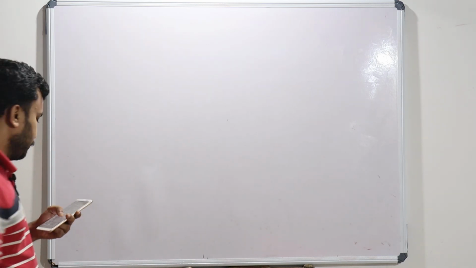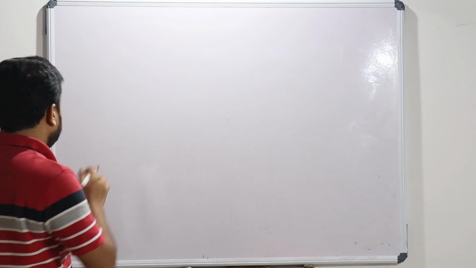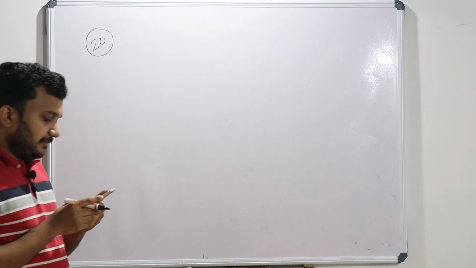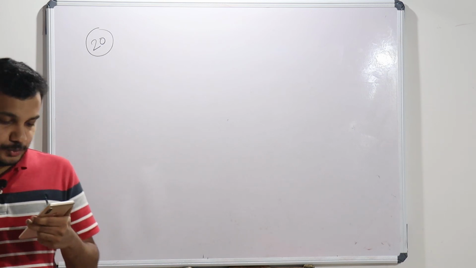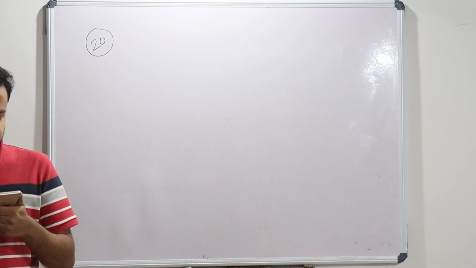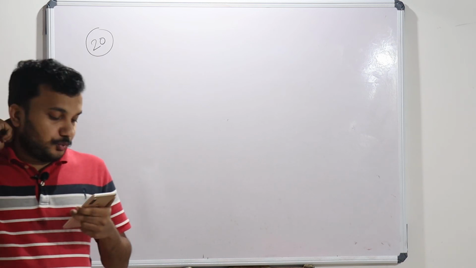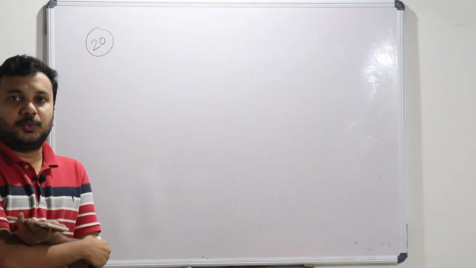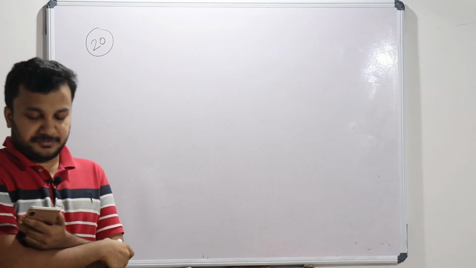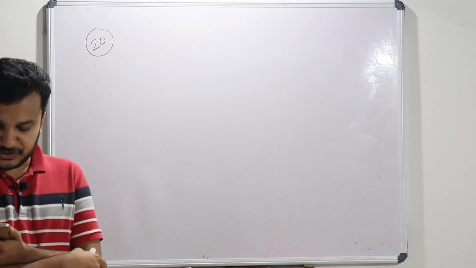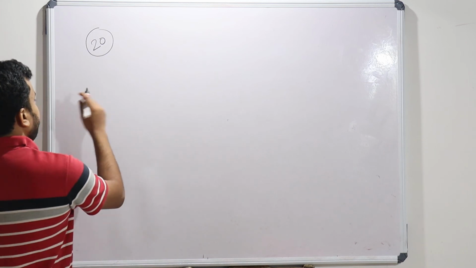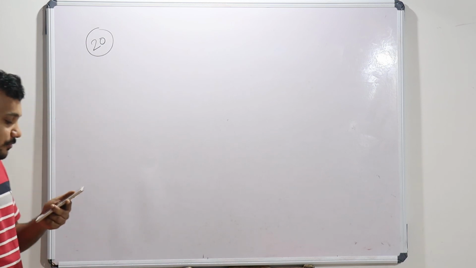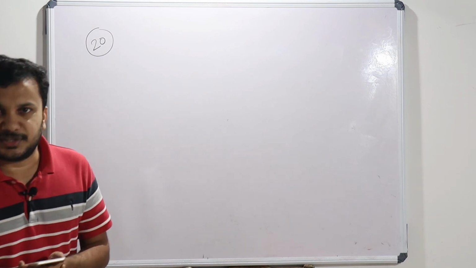We'll move to the 20th question. Multiply 107.88 into 0.610 and express the result with the correct number of significant figures. If you are multiplying two numbers having different significant figures, as I told, the rule of significant figures applies. 107.88 will have 5 significant figures, 0.610 will have 3 significant figures, and we need to get a result. So the result will contain how many significant figures? Can you tell me?